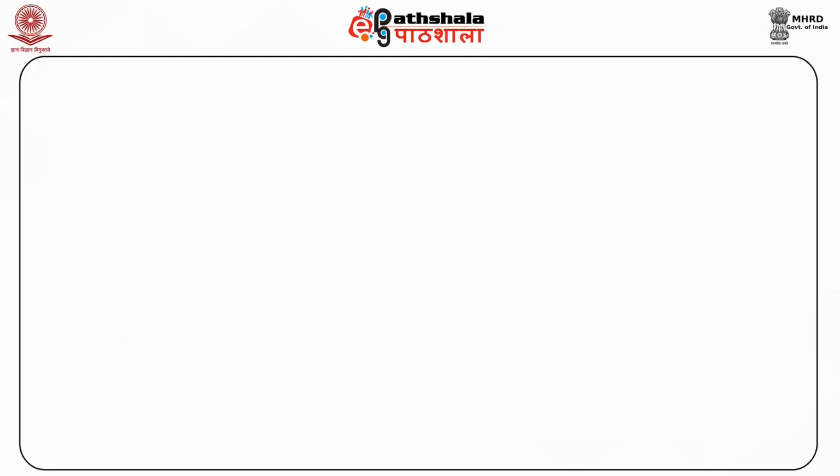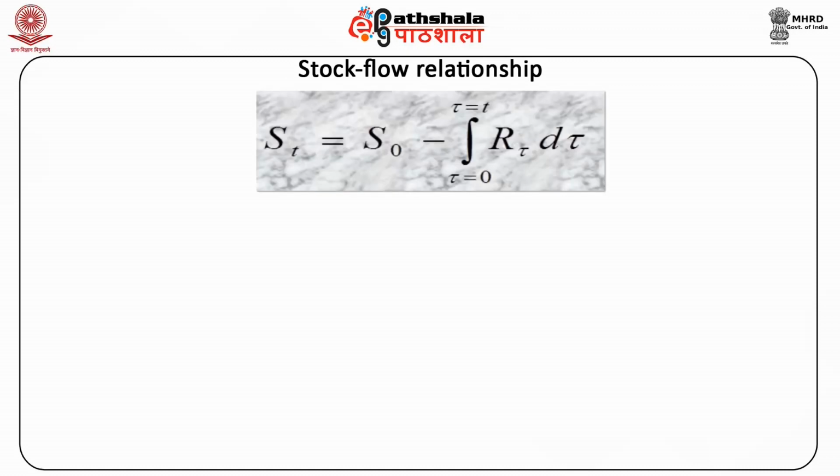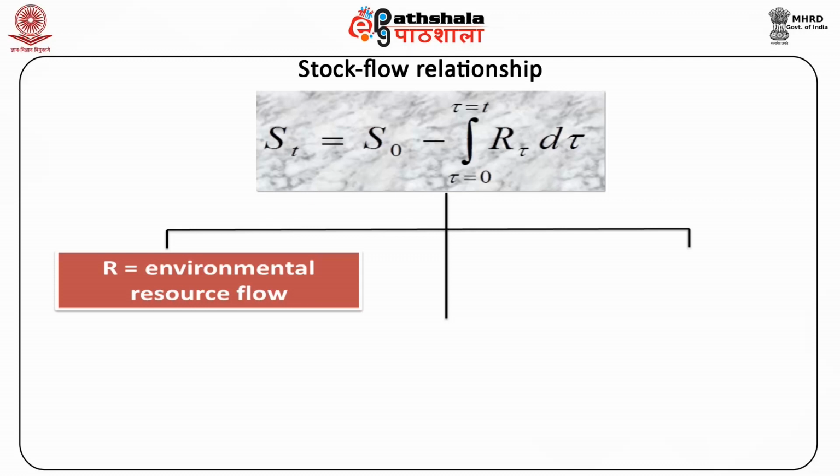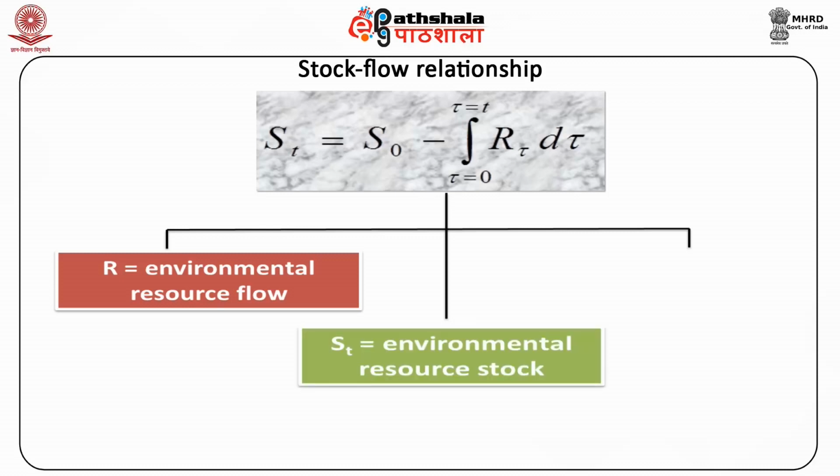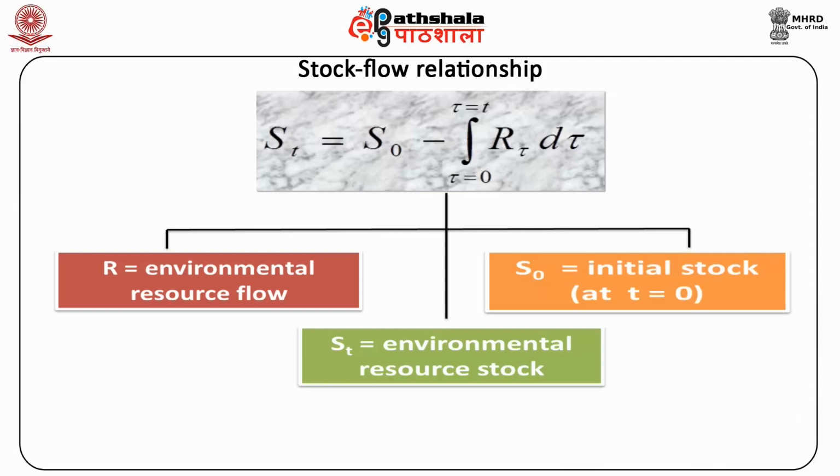Now we specify the environmental resource stock-flow relationship for a non-renewable resource with initial stock S_0. S_t is equal to S_0 minus the integral of R(τ), where τ goes from 0 to t, where R is the environmental resource flow, the amount extracted and used per period, S_t is the environmental resource stock, and S_0 is the initial stock at t equal to 0.